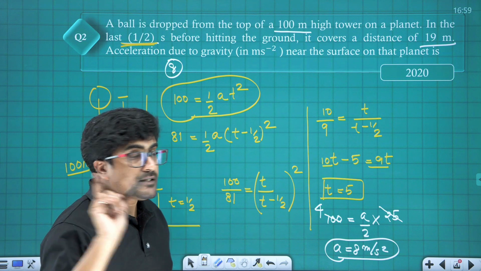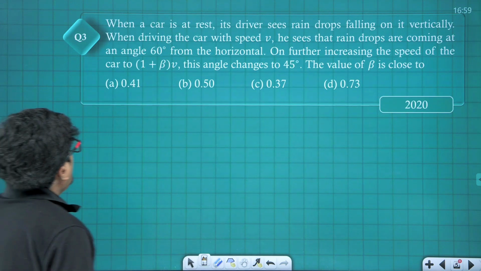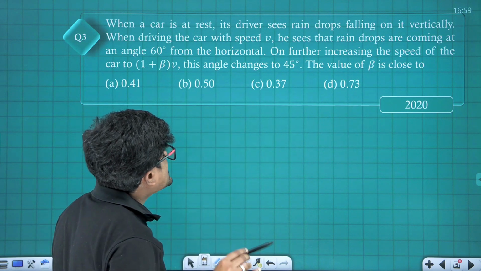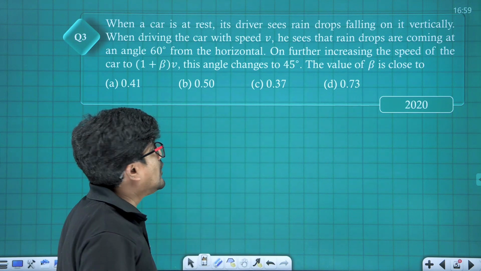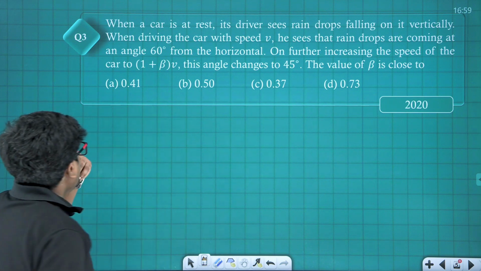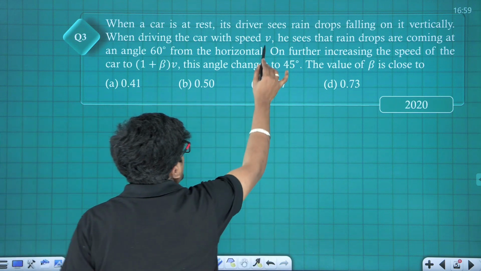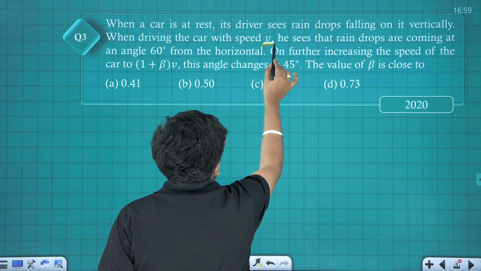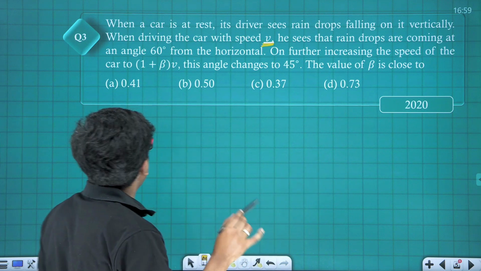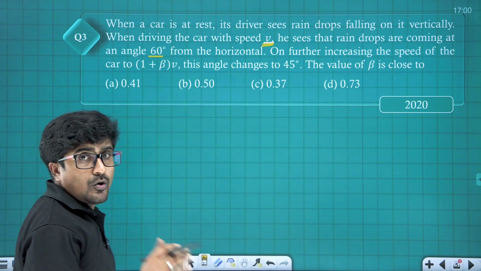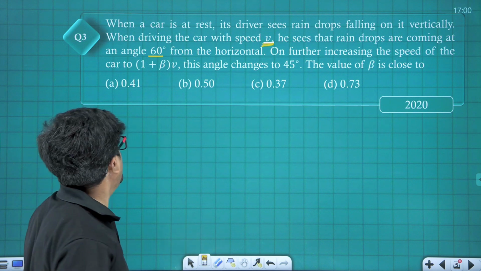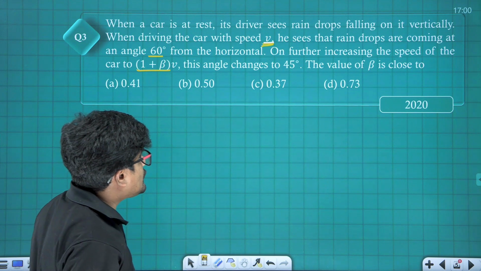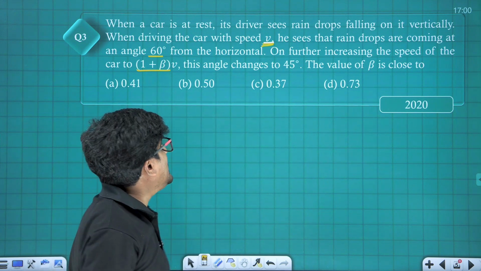Now let's move to the next. That is question number 3. When a car is at rest, the driver sees raindrops falling on it vertically. When driving the car with a speed of small letter v, he sees that the raindrops are coming at an angle of 60 degree from the horizontal. On further increasing the speed of the car to (1 plus beta) times small letter v, this angle changes to 45 degree. Then the value of beta is close to.